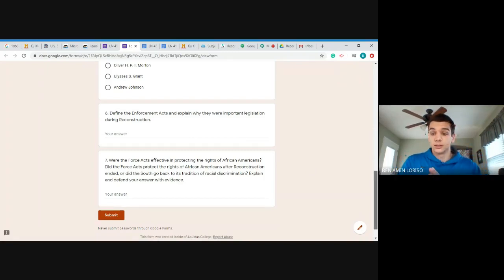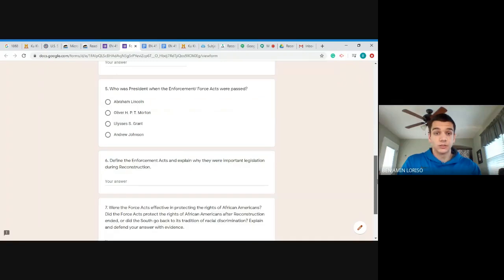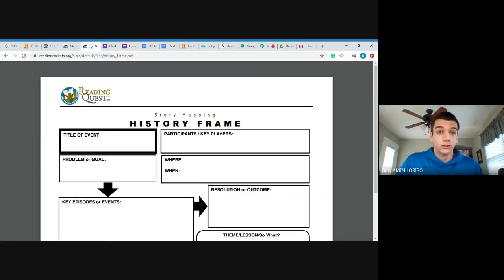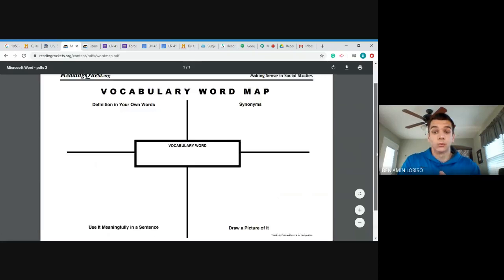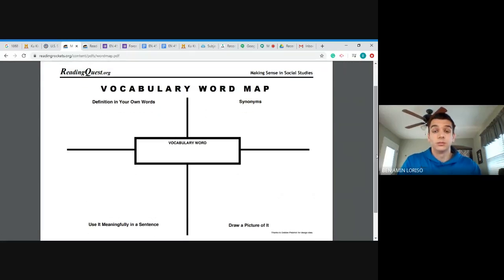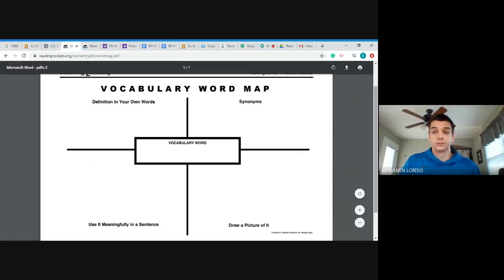So please take the last 5 minutes of class to do this Google form, and then on the way out the door, you're going to pick up another vocabulary word map, and your homework is to just fill out this word map for the word Force Acts. So use your notes, use the article, but when you come into class tomorrow, you're going to need to have all 5 sections of this worksheet filled out.